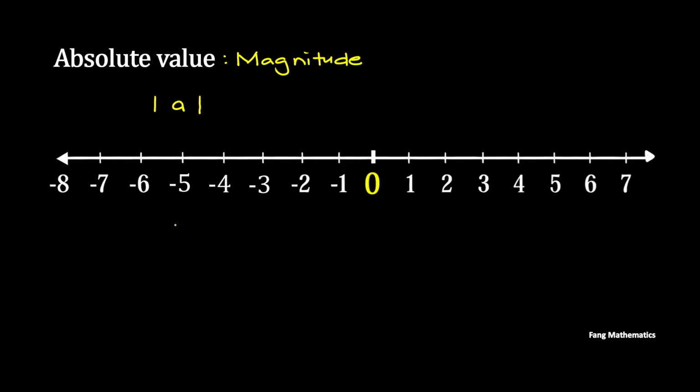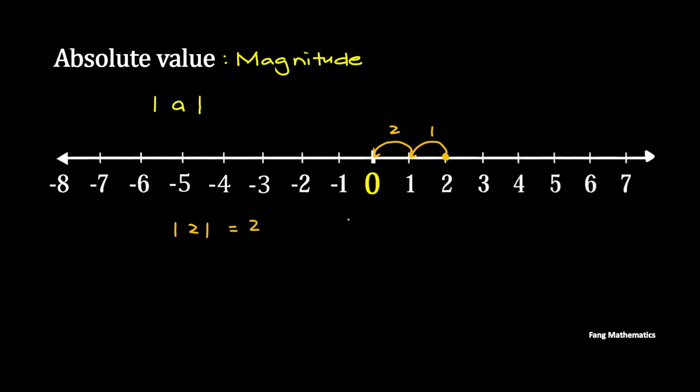Let's take an example. If I am to say, what is the absolute value of 2? This 2 in absolute value tells you to start from 2 and then move towards 0. What is the distance between 2 and 0? 1 unit and 2 units. So the distance is 2 units. So the absolute value of 2 is 2.